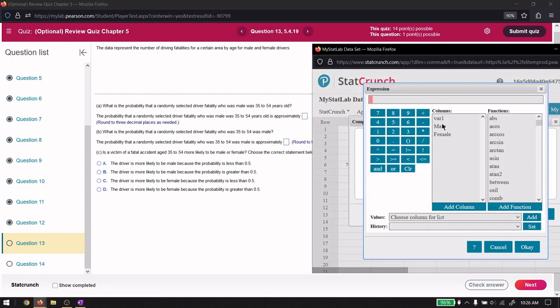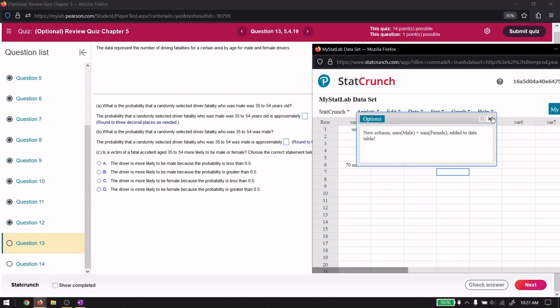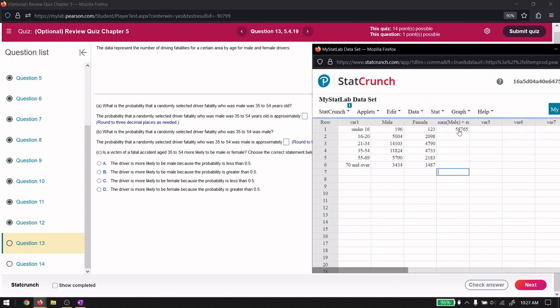So we have the male column and the female column. Typically, StatCrunch works by columns. So I'm just going to sum up all the numbers in the male column and then add that to the sum of all the females. So if I hit OK and hit compute, we have here the total number of everything here. We've summed up this entire column all the way down, and all of these numbers here.